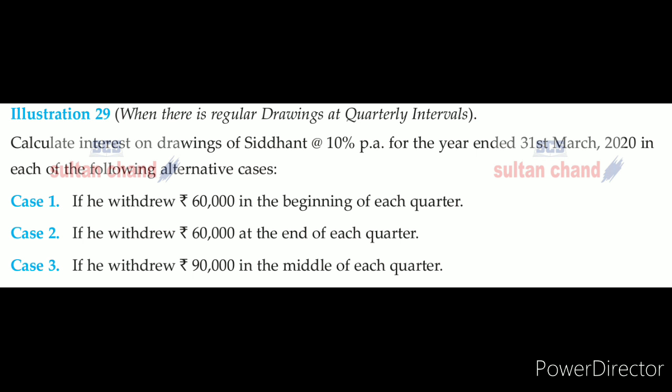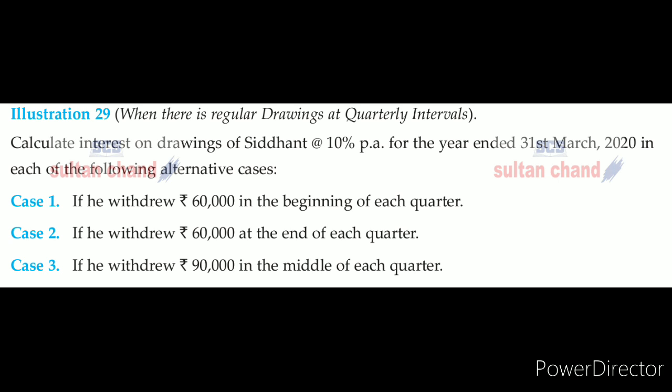Illustration 29. When there are regular drawings at quarterly intervals. So quarterly intervals and regular drawings, not irregular. Calculate interest on drawings of Siddhant at 10% per annum for the year ended 31st March 2020.